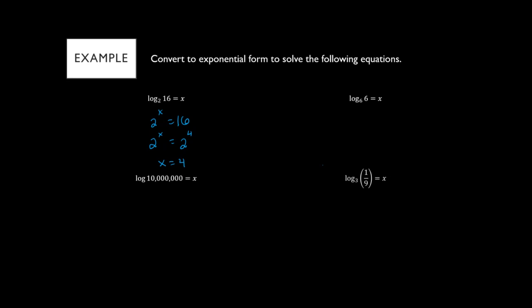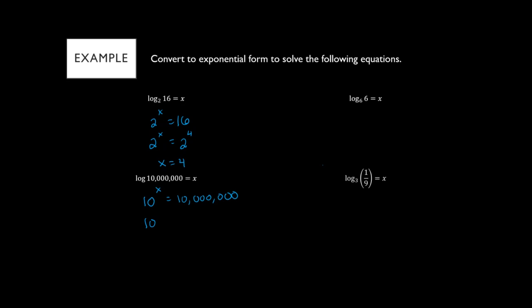So next one here, underneath it, we've got log of 10 million equals x. Log without a number as a subscript is going to be base 10. So this is going to be 10 to what power gives us 10 million. Now the trick with the powers of 10 is you count how many zeros you have, and that's the exponent. So we've got 7 zeros here.